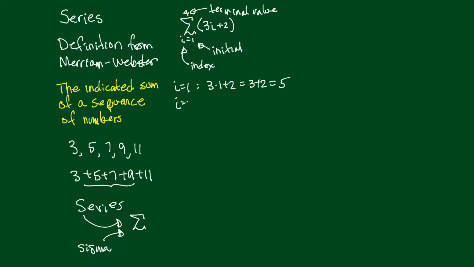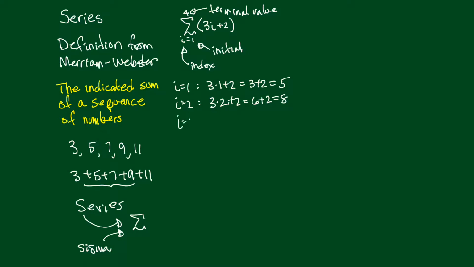When i is equal to 2, we'll get 3 times 2. Where did that come from? Well, you start at the initial value and then you increase i consecutively through the integers. So I start at 1, then I go to 2. Now replace that i with a 2. So 3 times 2 plus 2. So I get 6 plus 2, so I end up with 8.